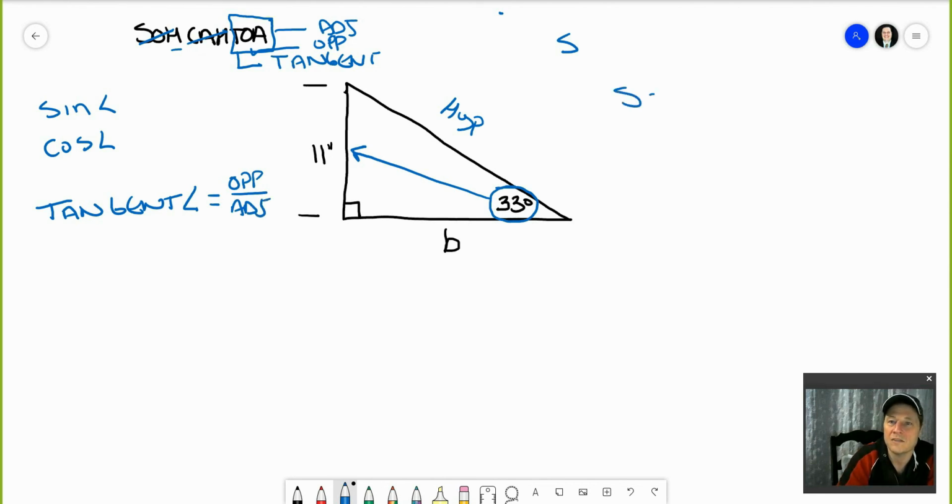Start with SOH CAH TOA and then break it down even simpler. S equals, this is what the SOH means.